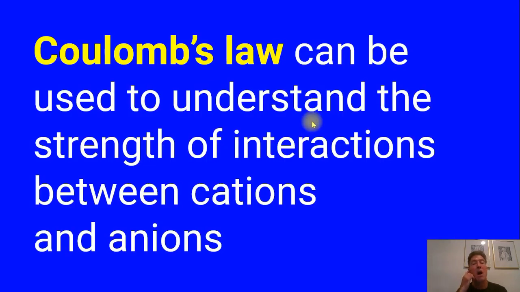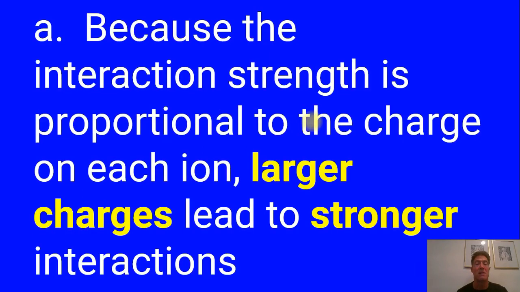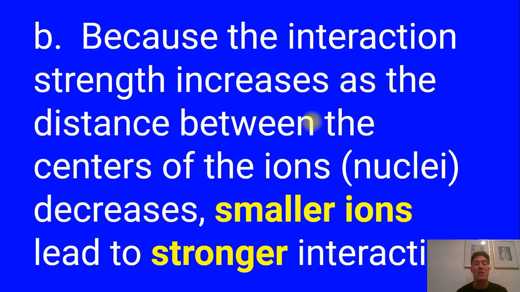So we can use Coulomb's law to understand the strength of interactions between the cations and the anions. Because the interaction strength is proportional to the charge on each ion, larger charges will lead to stronger interactions. Because the interaction strength increases as the distance between the center of the ions decreases, the closer they can get together, the more attractive force they'll have. Smaller ions tend to have stronger interactions, stronger electrostatic attraction.